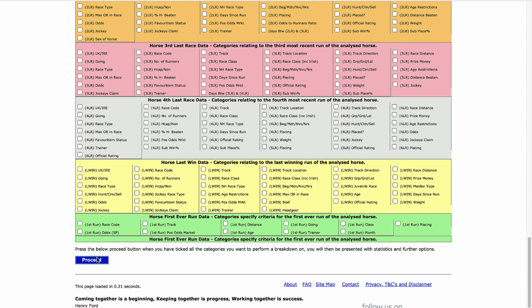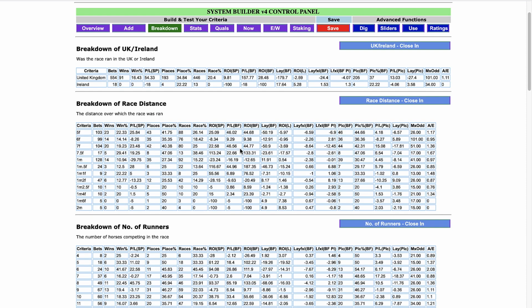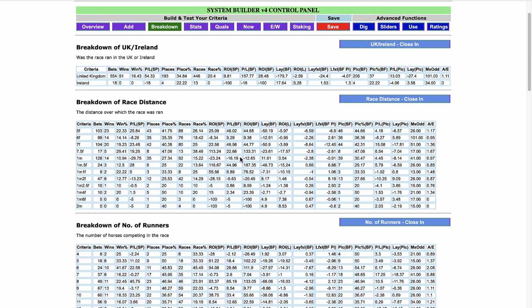Click. So Horse Race Base breaks the different categories down into the various criteria. So we see here UK Ireland. He's had 18 runners over in Ireland and none of them have won, so that would certainly be an area we could eliminate. Race distance. So here in the middle, we're losing area a bit there around the 1 mile. But other than that, losses on the anything over 1 mile 4. So again, we might want to eliminate those.